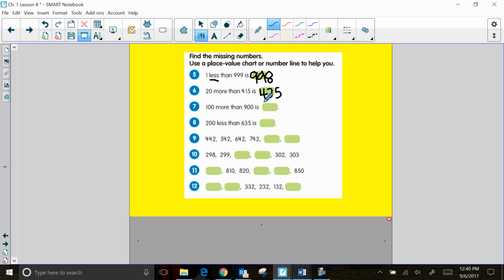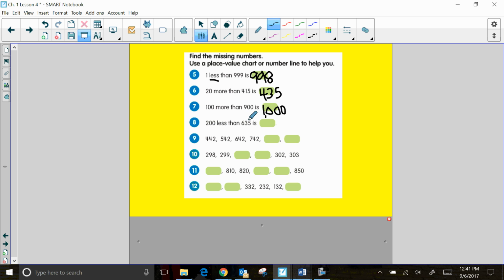100 more than 900 would be what? 10 hundred, but we don't call it that. I just say that when we have to write the number, so we have enough zeros. It's 1,000. If you remember our place value, this is the ones, the tens, the hundreds, then the thousands.